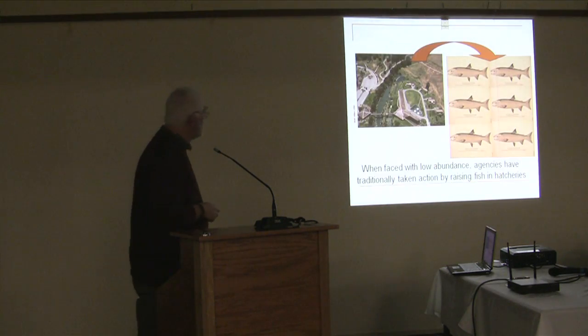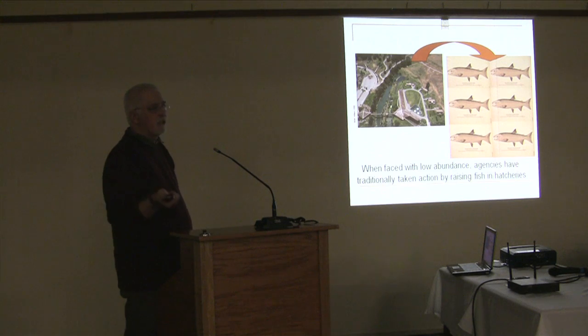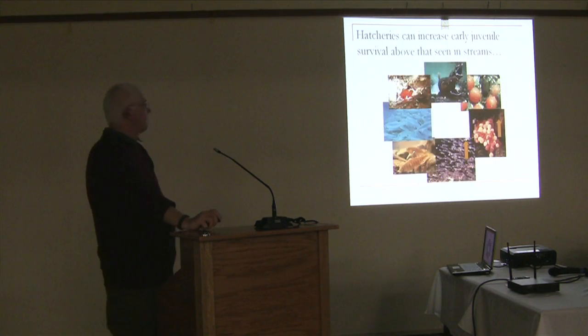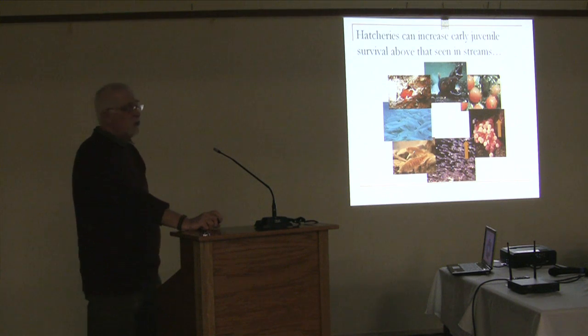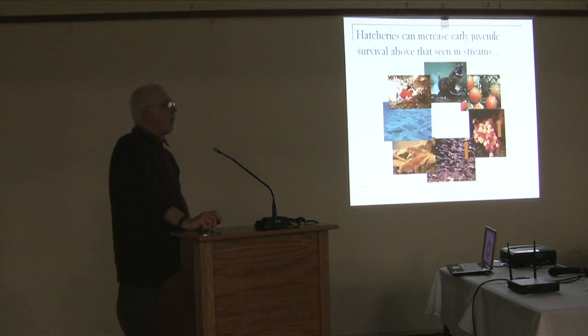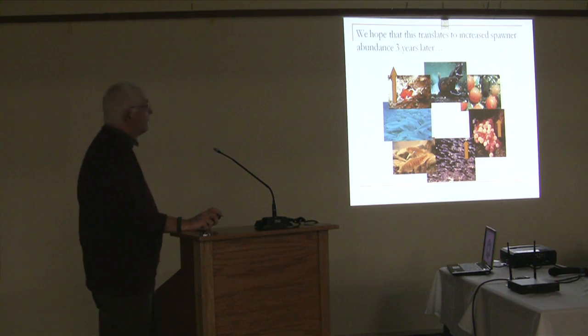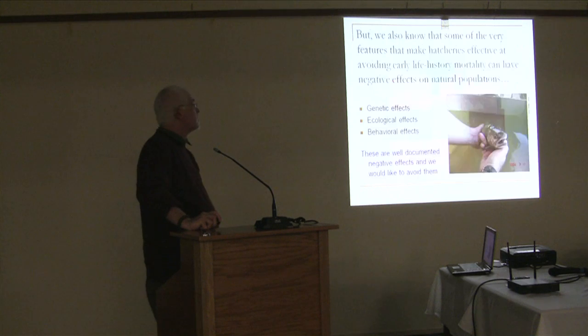Okay. So when faced with low abundance, agencies have traditionally, for over 100 years, taken action by raising fish in fish hatcheries. And we know that hatcheries can increase the early juvenile survival above that we see in streams, especially if those streams are not being productive for one reason or another. And we hope that this translates into increased spawner abundance 3 years later.